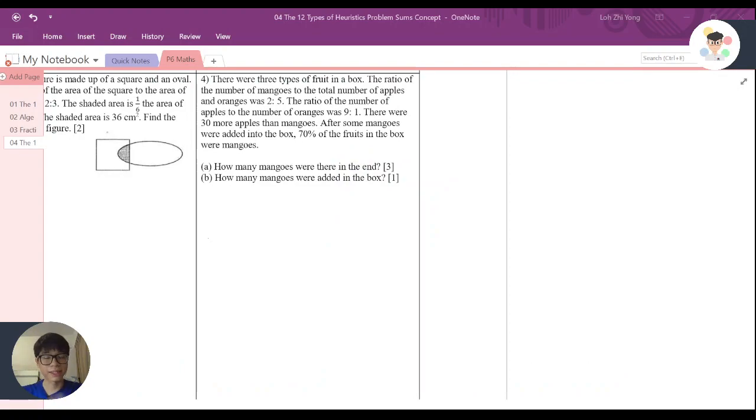Welcome back to your class, and this is the discussion for booklet number 4, the 12 types of heuristic problem sum concept, and we are discussing the repeated identity concept. And let's look at question number 4.